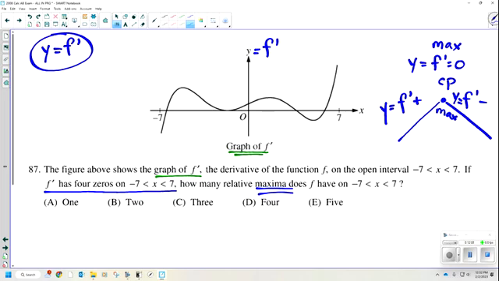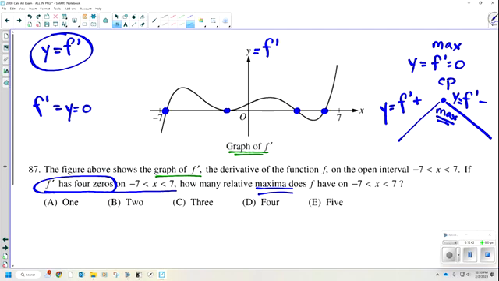First thing I want to know, where is my first derivative or y value 0? Anytime I touch the x-axis, my y-coordinate will be 0. If the y is 0, that means my first derivative is also 0. There's 4 of them, and that's fine because the problem tells me that there's 4 zeros. So 1, 2, 3, or all 4 of them may have a max. So I got to look for where my first derivative goes from positive to negative.